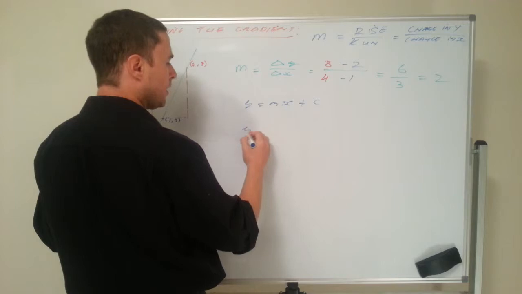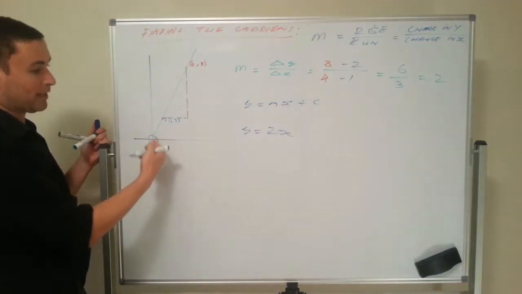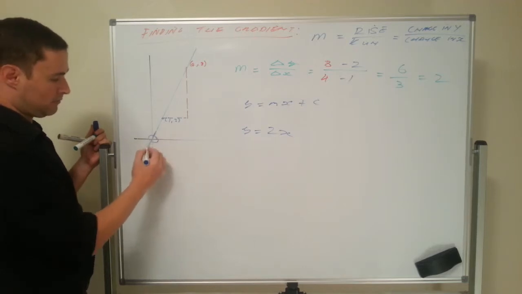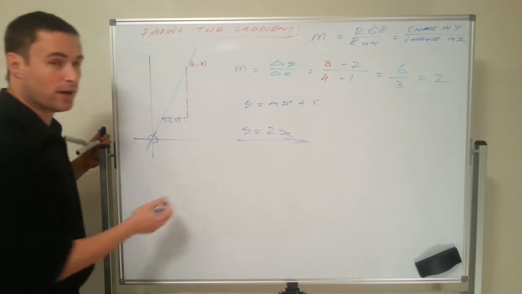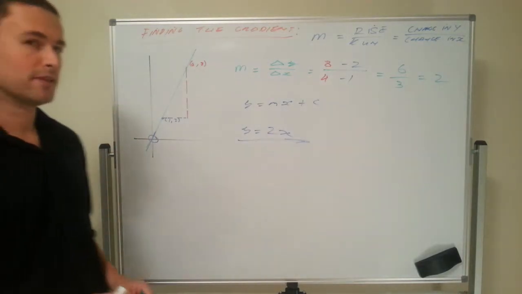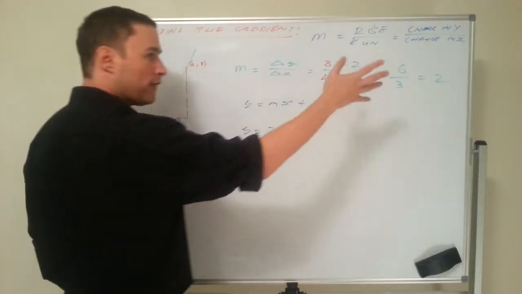Well, m is 2, so y equals 2x plus, well, what is c? It's where it cuts the y-axis. Here, it's 0, plus nothing. So the equation of this line is y equals 2x. Simple as that. Okay, the important thing is this. Here, can you find the gradient?